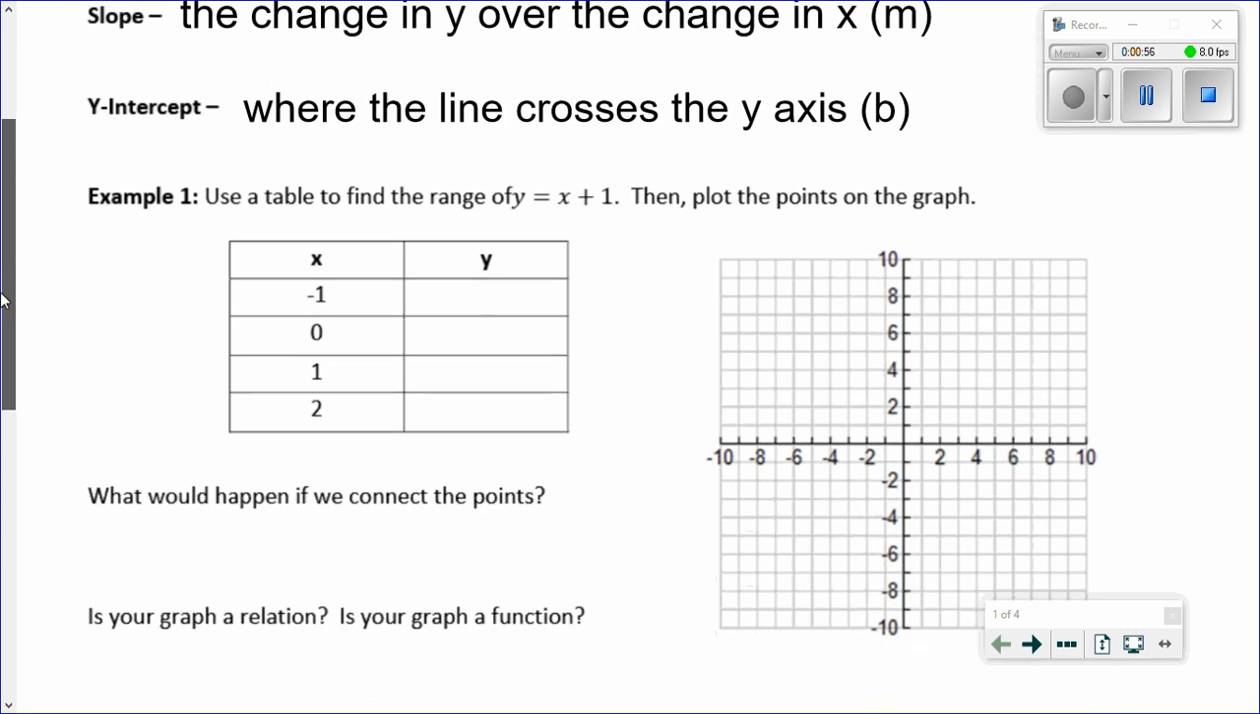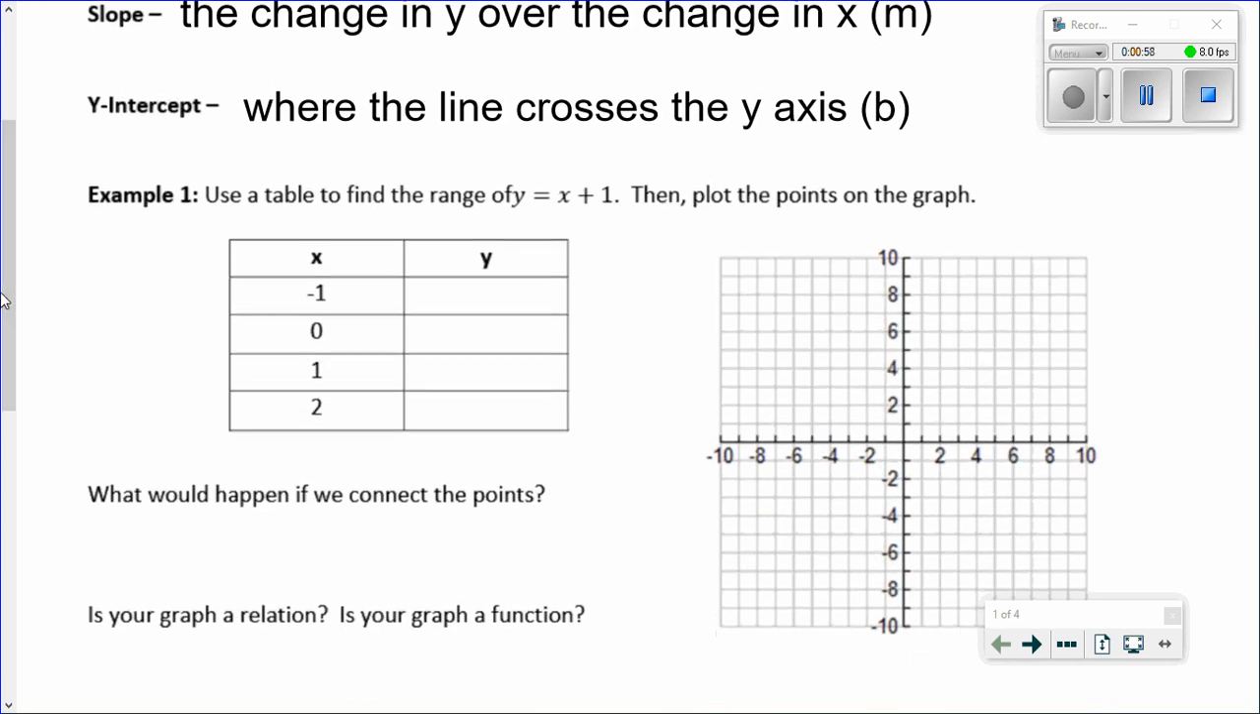Here's our first example. We're going to use a table to find the range of the equation y equals x plus 1. When we have an equation, we can do a lot of things with it because our equations will have an x and a y, an x value of an ordered pair and a y value of the ordered pair. It basically tells us how to create those ordered pairs. So we're going to use the table to fill this in, and then we can plot the points on the graph to see what it makes.